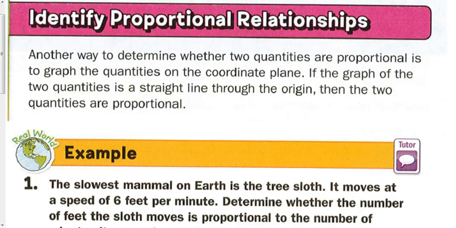All right, so in the last section, we looked at proportional and non-proportional relationships. Well, here we're going to figure out another way to identify if you have a proportional relationship based on the way it looks. So as it says here, another way to determine whether 2 quantities are proportional is to graph the quantities on the coordinate plane. If the graph of the 2 quantities is a straight line through the origin, so let's underline that, straight line through the origin, then the 2 quantities are proportional.